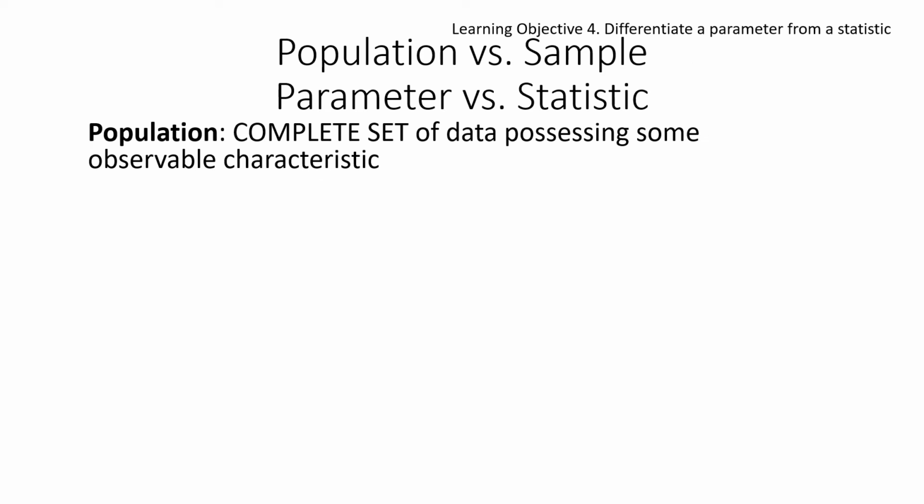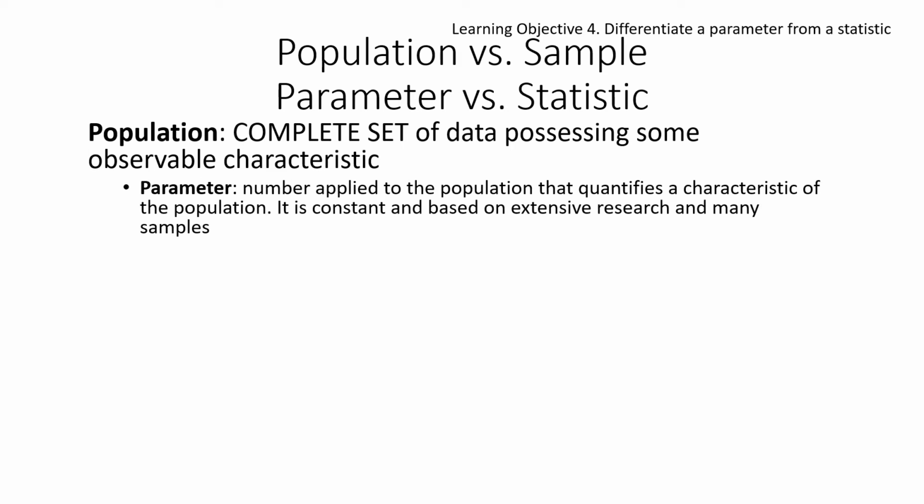For this next learning objective, differentiate a parameter from a statistic, we've already covered it for the most part. I just want to go into it in more detail now. So as I said before, a population is a complete set of data possessing some observable characteristic, the characteristic of interest to the researcher.